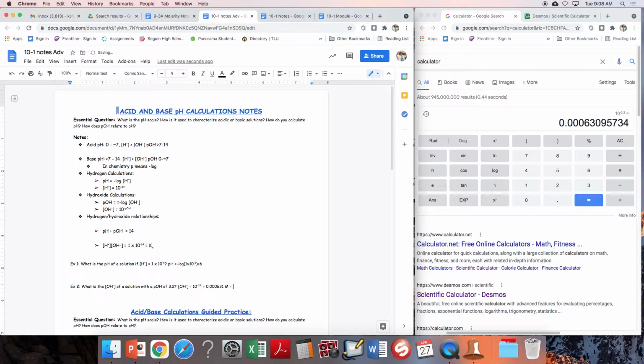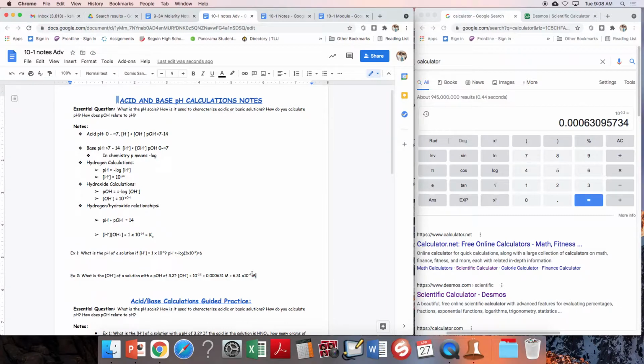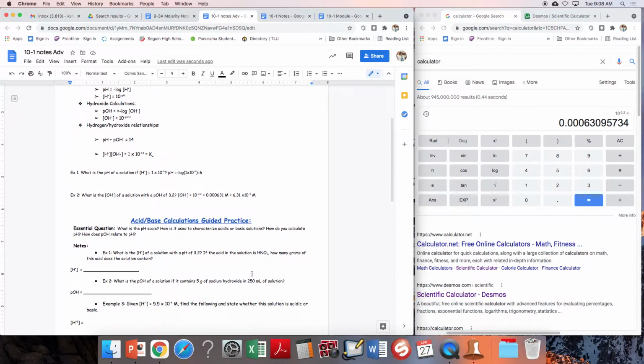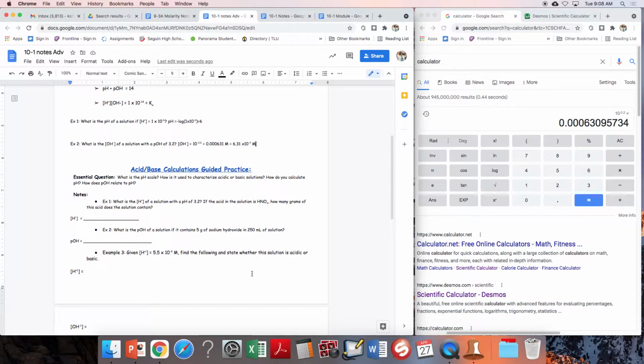We could also write this in scientific notation as 6.31 times 10 to the negative 4, because you'd have to move the decimal place over 4 times. Whatever your calculator gives you is fine. Just depends on how your calculator is set up. Some will automatically do scientific, some will just give you lots of zeros. All right, let's try a couple more. If you want to pause and try these on your own, go for it. Otherwise, we're just going to watch through.